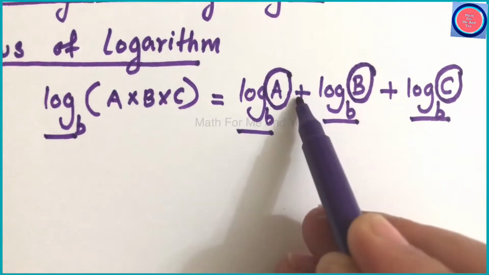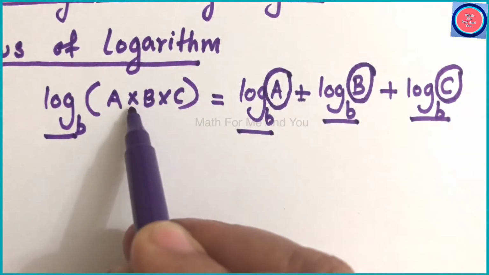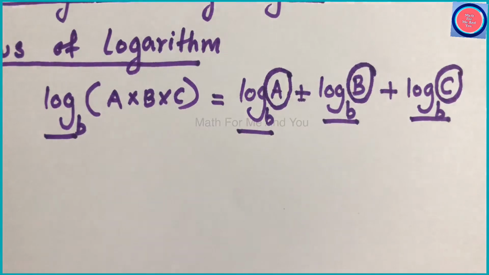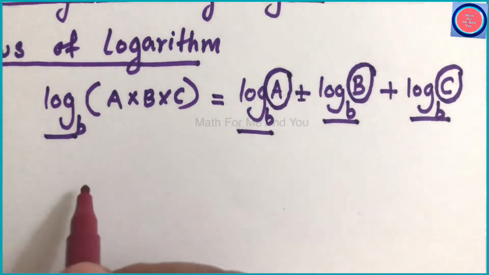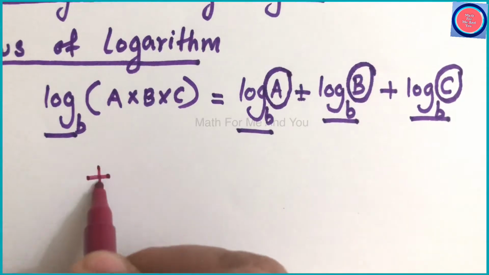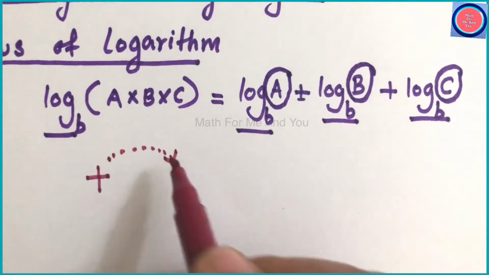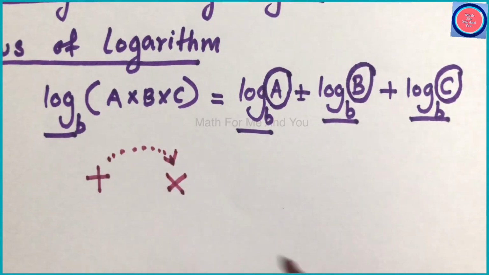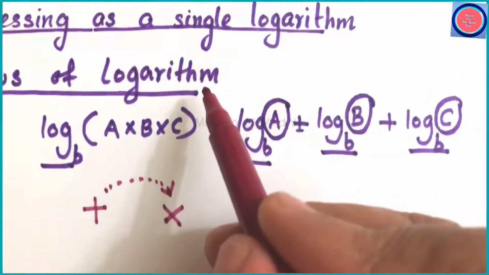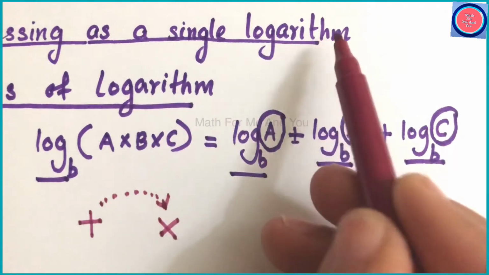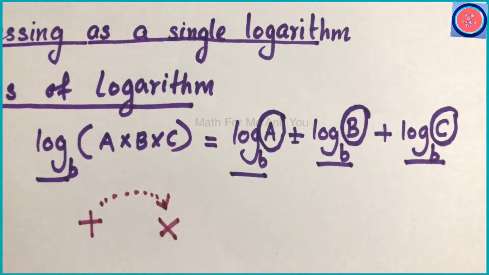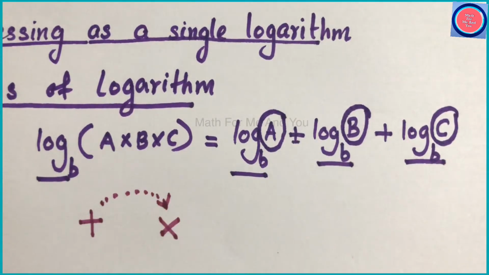Write them inside the bracket, but the plus we have to change to the operation multiplication. That means when we write as a single logarithm, we have to change addition to multiplication. So instead of plus, we will write times.